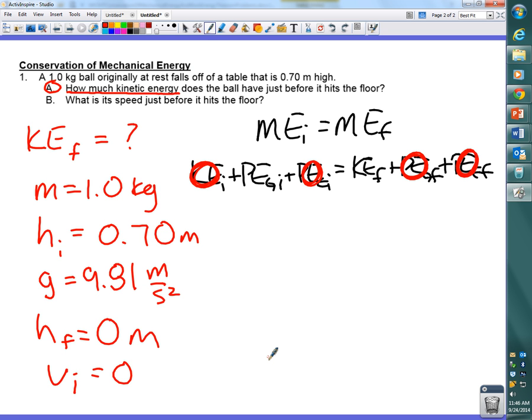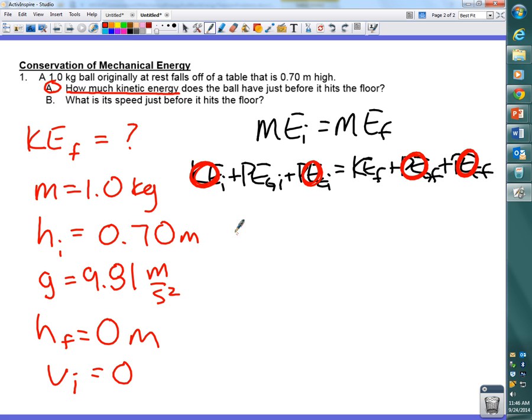Okay? Tommy, go ahead. Wait, so the final gravitational potential energy is 0 because of the height? Because gravitational potential energy depends on mass times gravitational acceleration times height, and if the height is 0, the gravitational potential energy is 0. Does that make sense? Yeah. Okay. All right, good there.